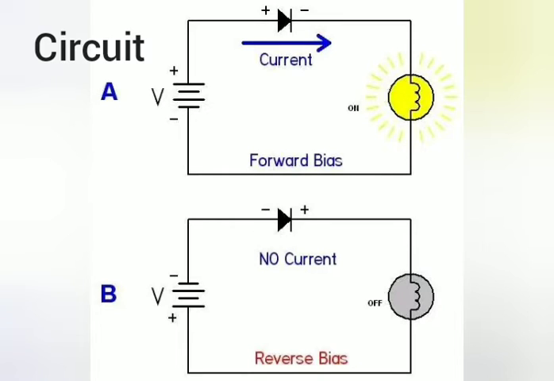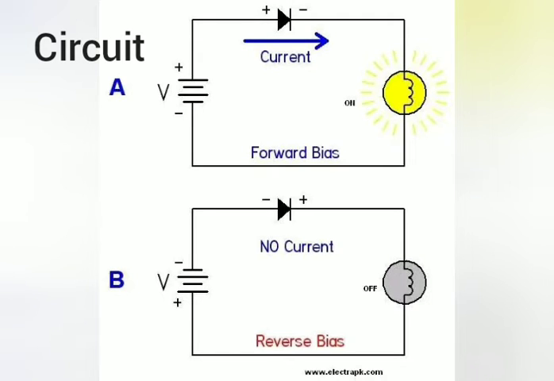Now how do we connect the diode in a circuit? The diode is always connected in forward bias. Now if you see in figure A, the diode is connected in forward bias, and in figure B the diode is connected in reverse bias. Now in figure A, as we connected the diode in the forward bias, the diode offers a very low resistance, due to which the current easily passes through the diode and hence the bulb starts to glow.